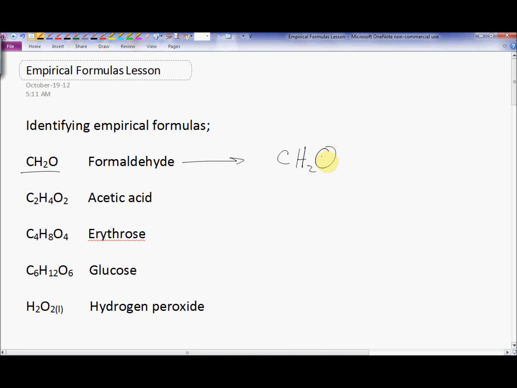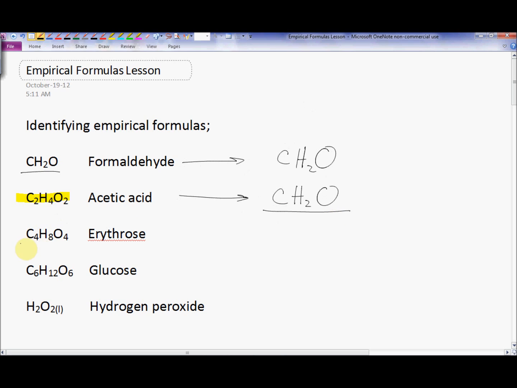CH2O. Acetic acid, though, has a formula of C2H4O2. That has an empirical formula that is equivalent to formaldehyde's. It's CH2O. In other words, if we divide the number of carbons in acetic acid by 2, divide the number of hydrogens in acetic acid by 2, and divide the number of oxygens in acetic acid by 2, we end up with CH2O.